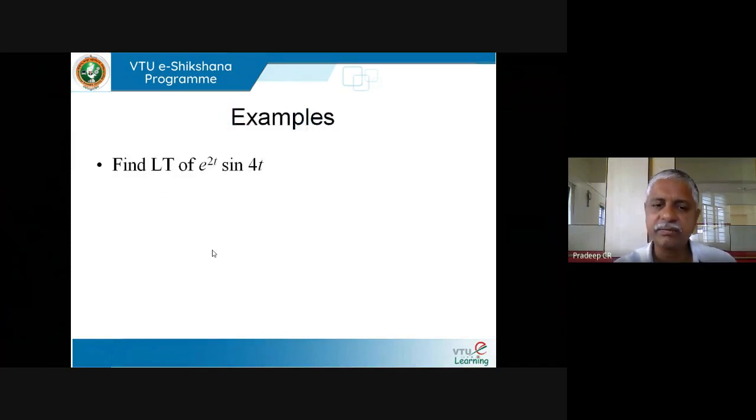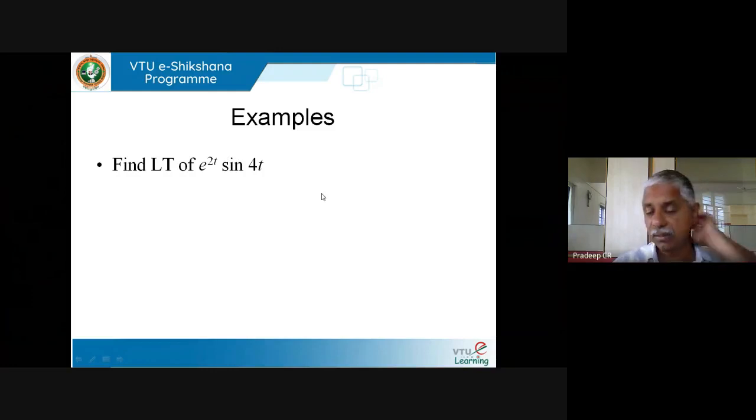So let us try to find Laplace of e^(2t) into sin 4t. Understand here, I have a function and I don't know how to find its Laplace right now. I know how to find Laplace of sin 4t. I know how to find Laplace of e^(2t). But Laplace of this product is not the product of the Laplaces.